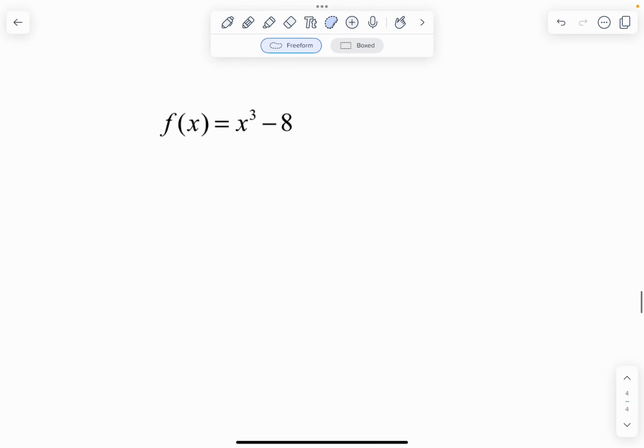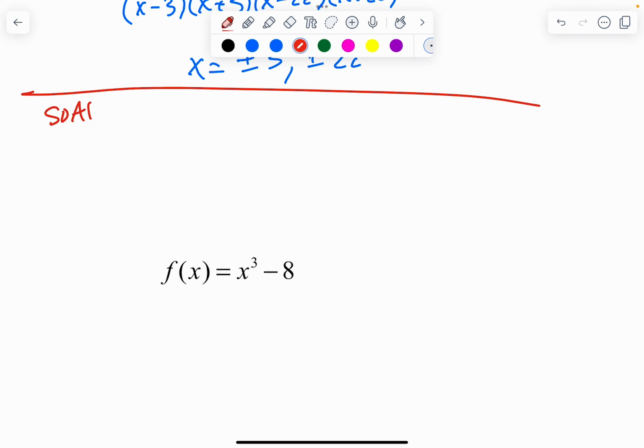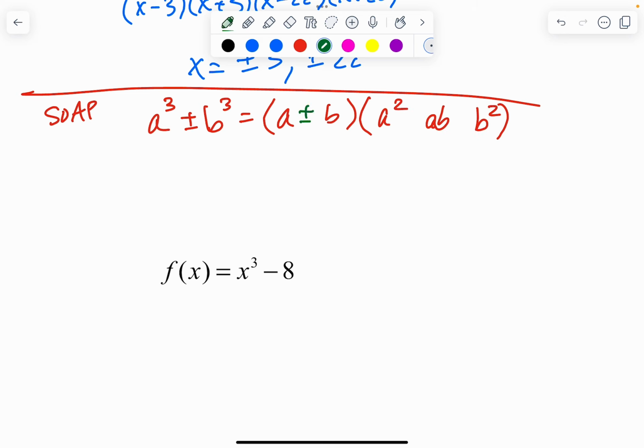Okay, the next one, this is the difference of cubes. And we have this rule, I'm going to do it up here, and I like to call that SOAP. If we have a cubed plus or minus b cubed, the way I think of it is a minus b, times a squared, ab, b squared. And then the signs are the same, opposite, always positive. So same, opposite, always positive.